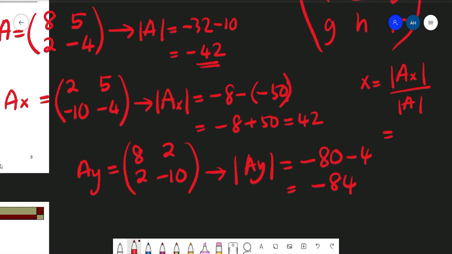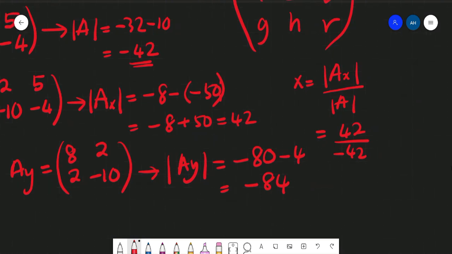That is equal to the determinant of Ax, we have 42, over the determinant of A, negative 42. Therefore we already find the value for x is equal to negative 1. That's the first variable, that is x.